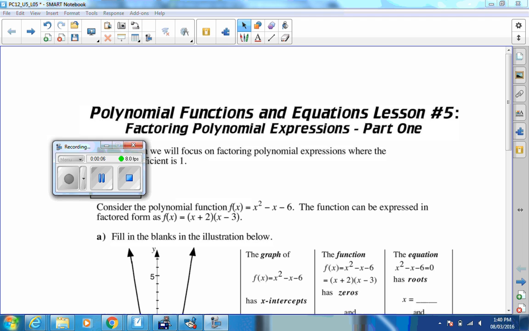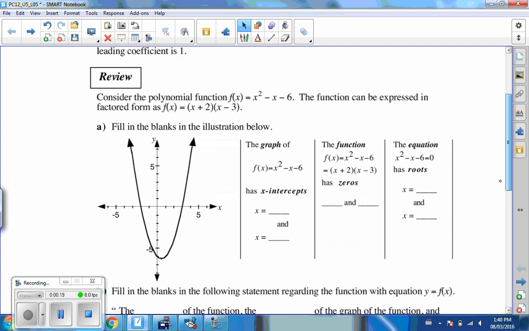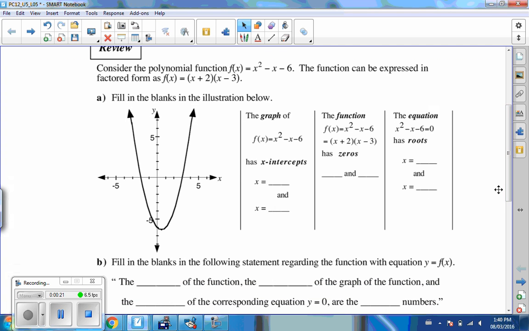All right, so polynomial functions and equations, lesson 5, factoring polynomial expressions, part 1. So we're going to work on factoring them. If their lead coefficient is 1, we'll see how it works later on. To start off with, this is like review of 20-1.